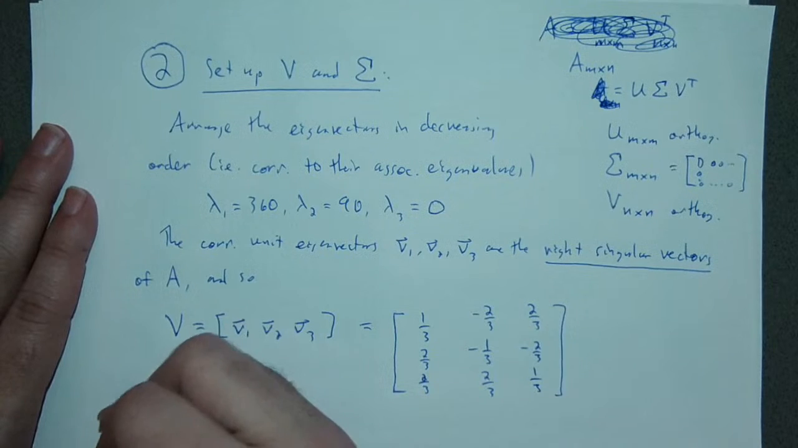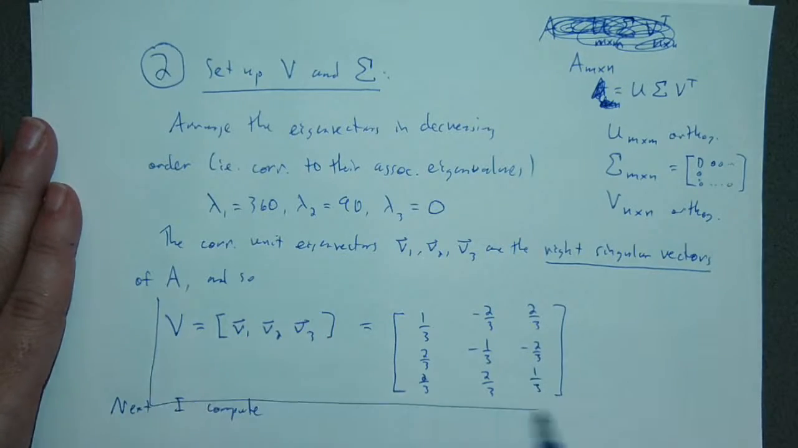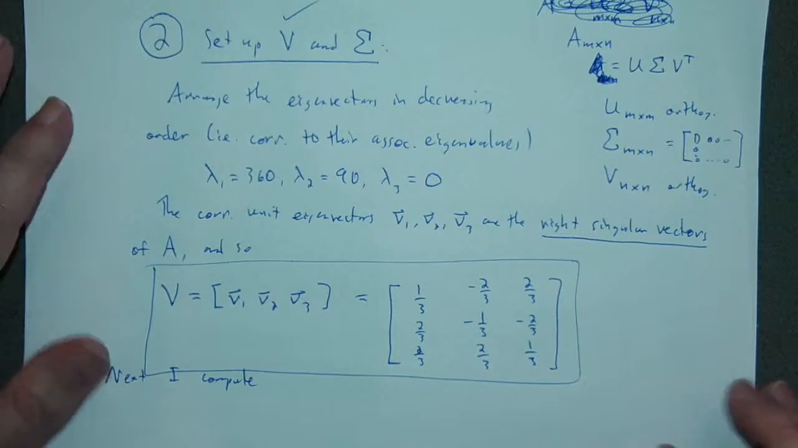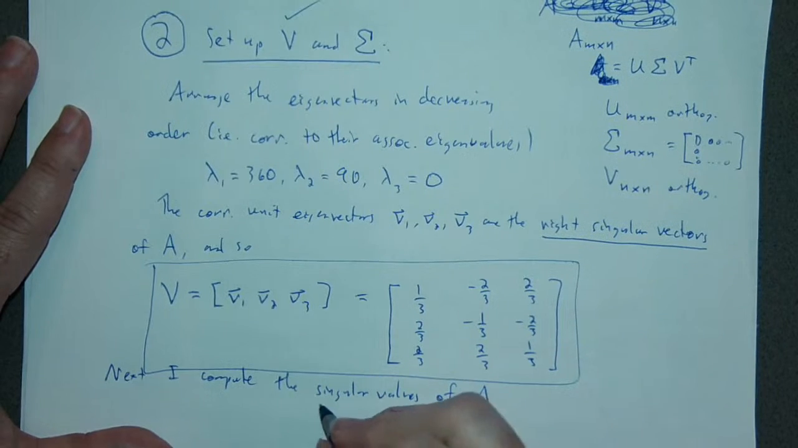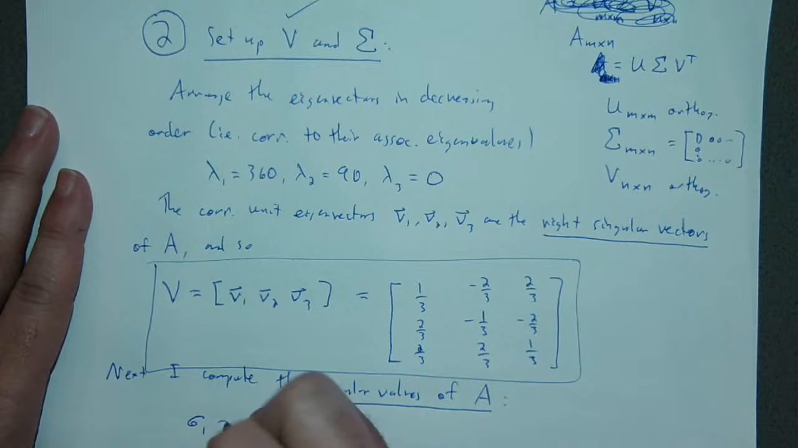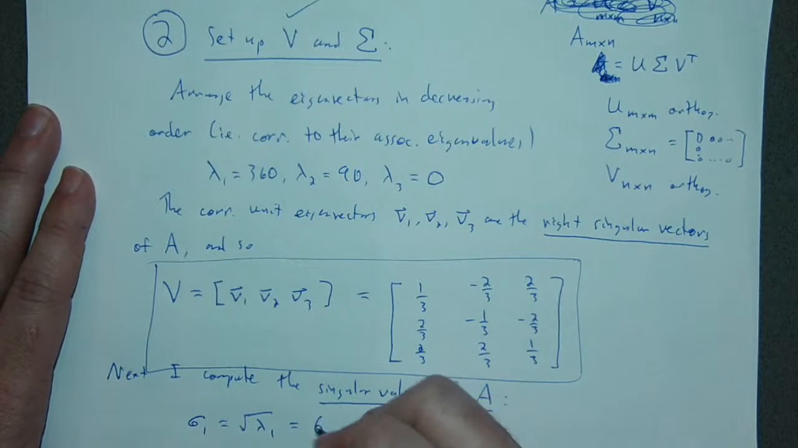How do I find the singular values? Next I compute the singular values, because I need them to write sigma. I have set up V, so I'm almost done with this step. Now I just need to set up sigma. The singular values of A are the square roots of these eigenvalues. So sigma 1 is the square root of lambda 1, which is the square root of 360, which is 6 root 10.